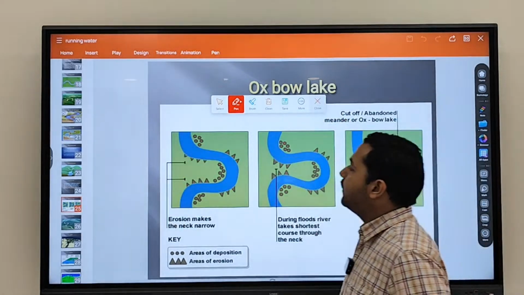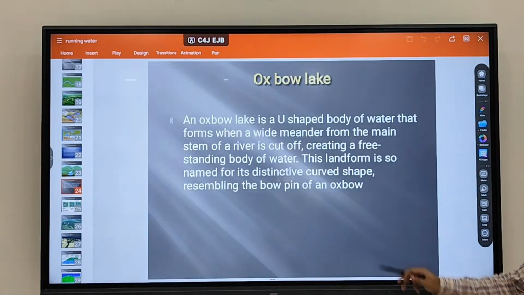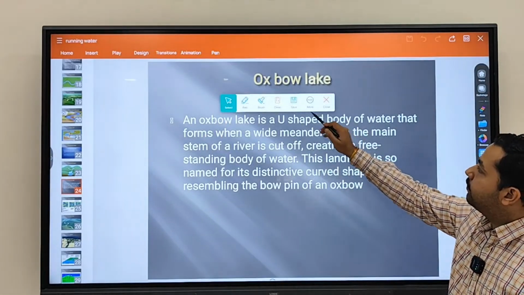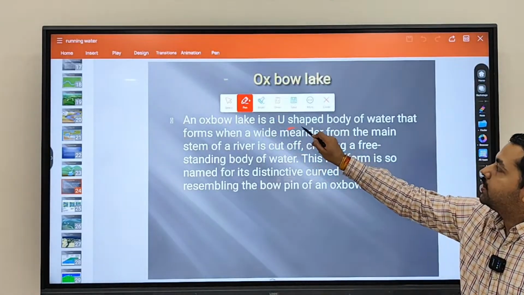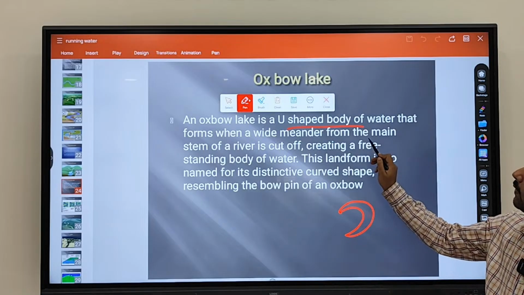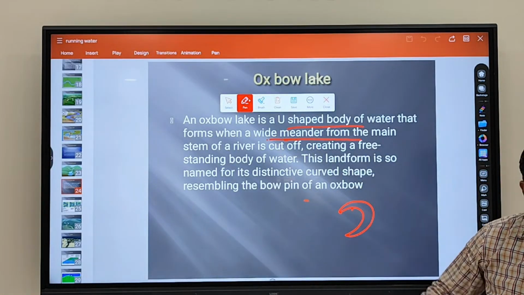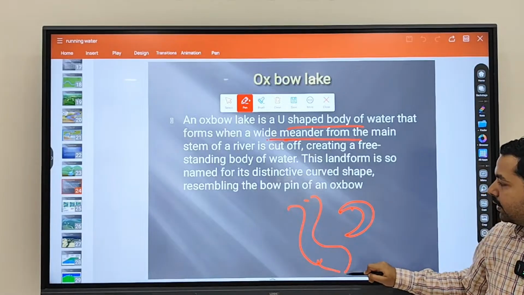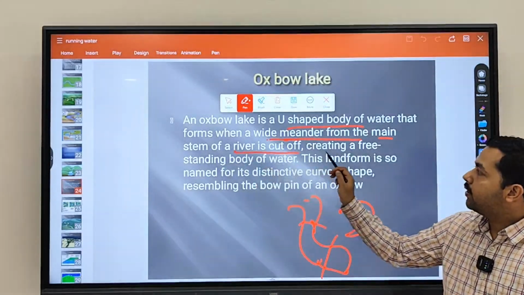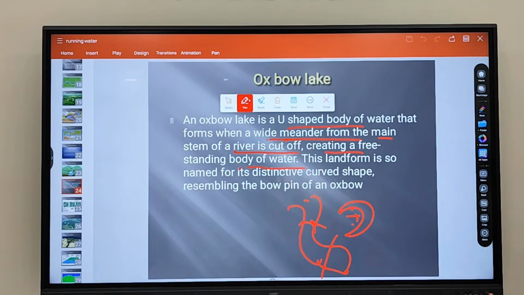So that's why read the definition of oxbow lake. It is a U-shaped body of water. What does U-shaped body of water mean? Like this. So we discussed it is a U-shaped body of water that forms from a wide meander. So this lake is forming from where? From the meanders only. When river is moving like this and abandoning this particular path, then it forms a meander. From the main stem, river is cut off, creating a freestanding body of water. So lake is not moving, it is a standing body of water. Clear?